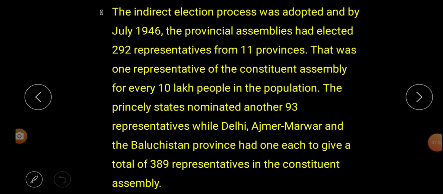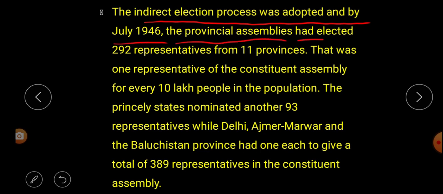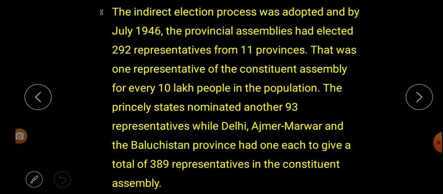Next paragraph, the indirect election process was adopted by July 1946. The provincial assemblies had elected 292 representatives from the 11 provinces. So, what is said here? That means the indirect election process was adopted by July 1946. The provincial assembly had elected how many? 292 representatives from 11 provinces.